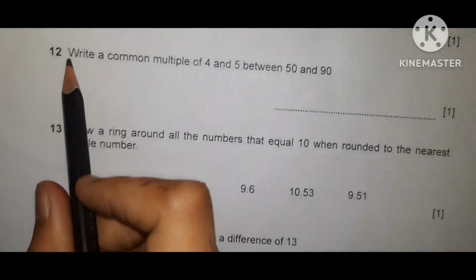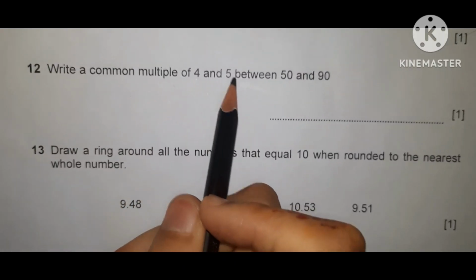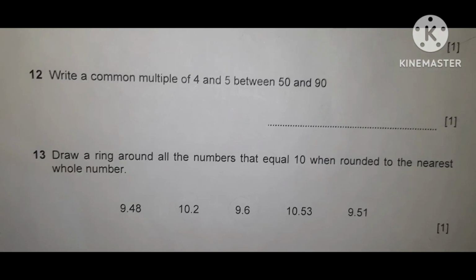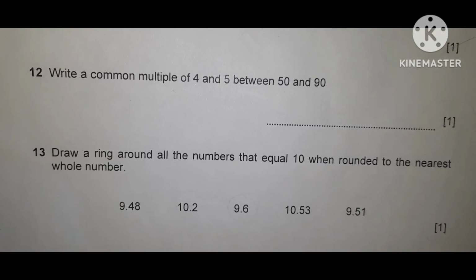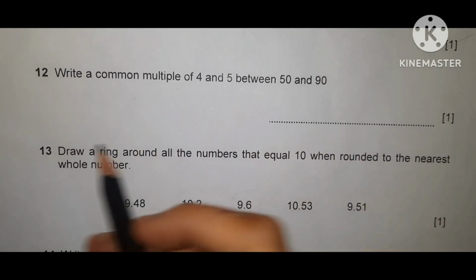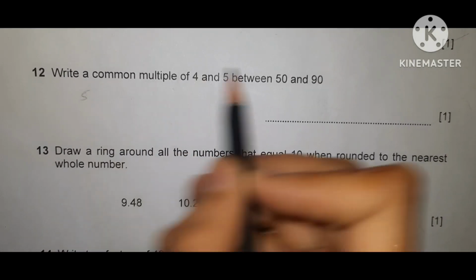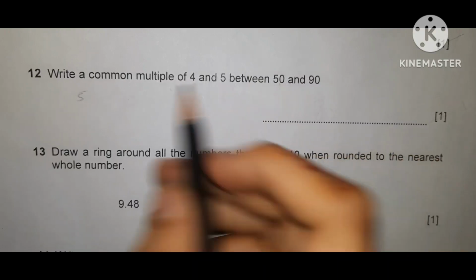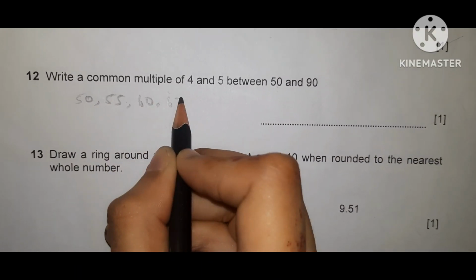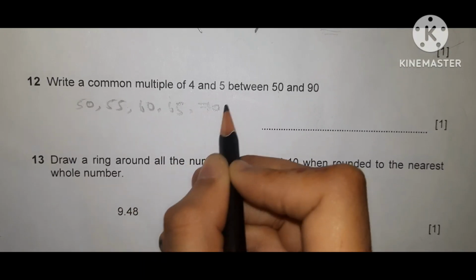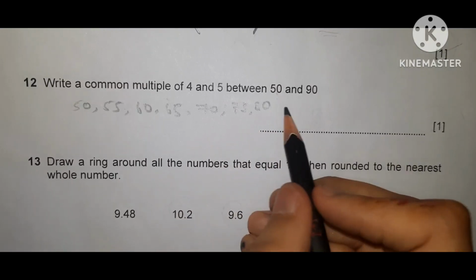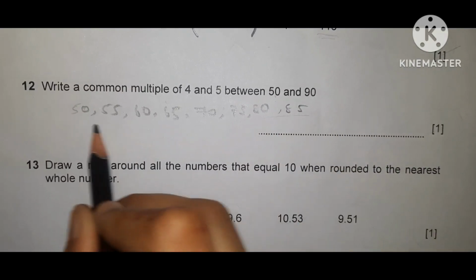Next, 12. Write a common multiple of 4 and 5 between 50 and 90. So you have to check your common multiples. So if you check, for 5 it's 50, 55, 60, 65, 70, 75, 80, 85. Only these values.